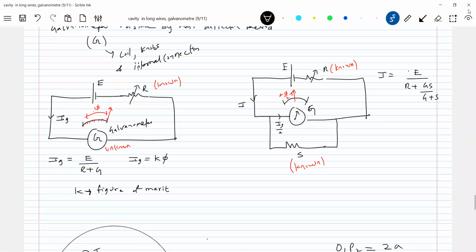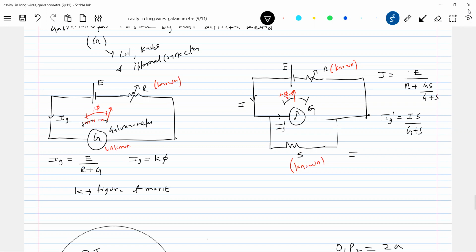So what is this current? Half of that total current that is flowing. So what is Ig? For the time being, let me write Ig. Later on I'll write Ig dash by 2. So what is Ig dash? Main branch current into resistance of other branch by sum of these two resistances. Current divider formula: current to galvanometer equals main branch current into resistance of other branch by sum of these resistances. So substitute this, no?